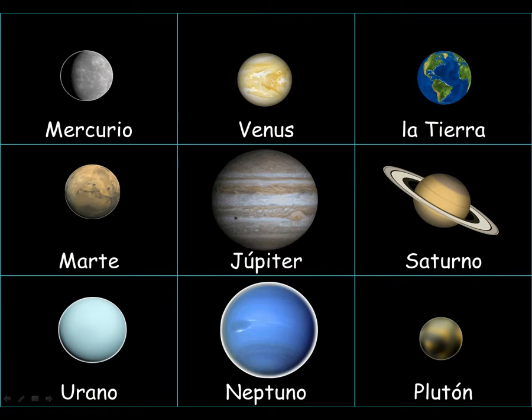Now, this time, say them along with me so that we're saying them in sequence. Are you ready? Here we go. Mercurio, Venus, la Tierra, Marte, Júpiter, Saturno, Urano, Neptuno, Plutón.